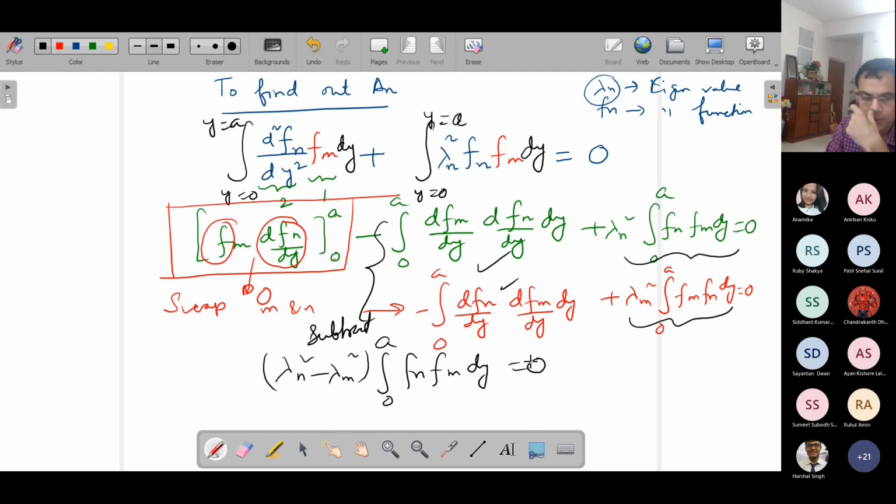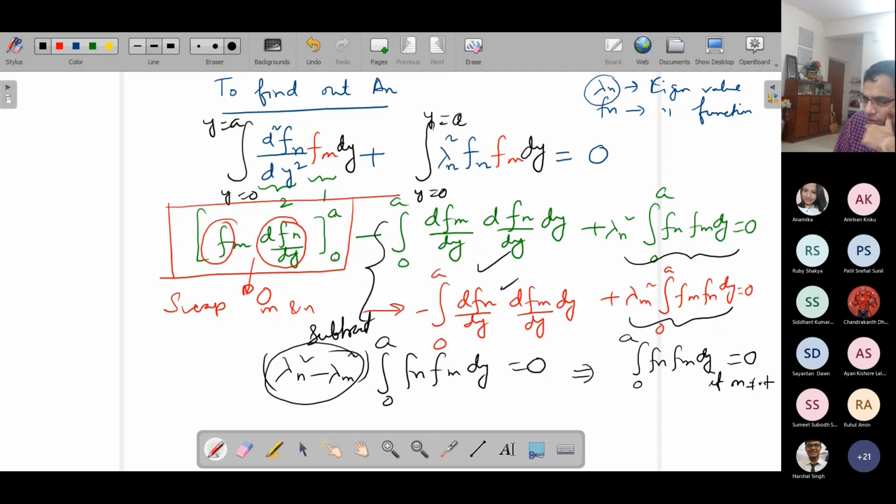This is equal to 0. Now, what can we conclude from here? When n is not equal to m, then obviously this is non-zero, and therefore from here we can conclude that the integral of fn fm dy is 0 if n is not equal to m.